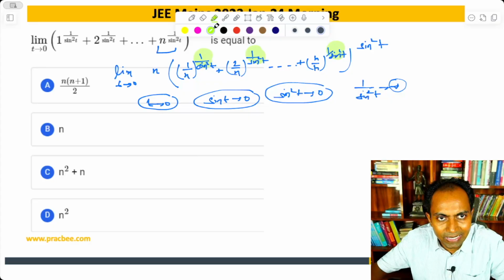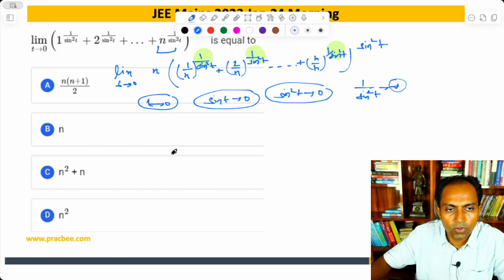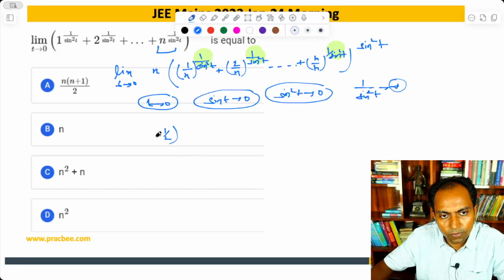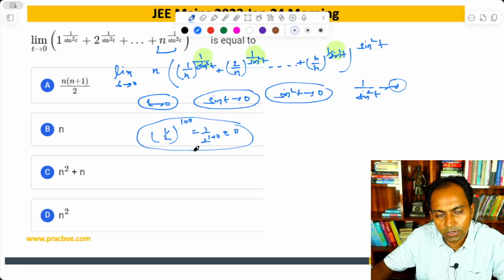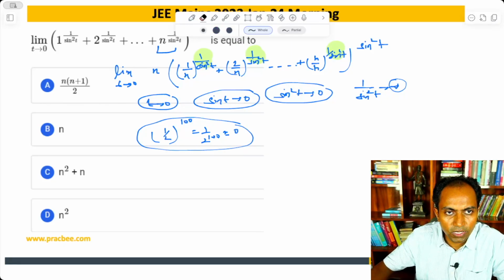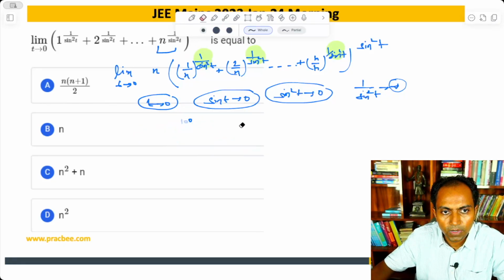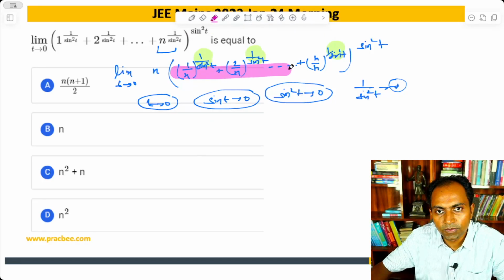What is happening inside this is the important thing. This is a number that is between 0 and 1. If you have a number like 1 by 2, and you put a very large number as the power, like 100, this will become 1 by 2 raised to the power 100, very close to 0. So if you take 1 by n, 2 by n, all the terms before this last term, because this is becoming 1, apart from that, all of this will become 0.